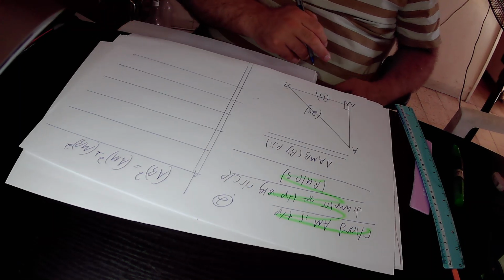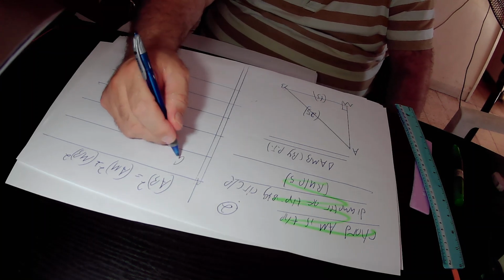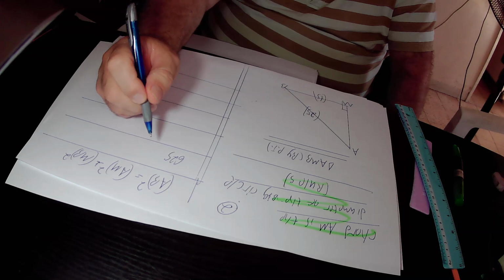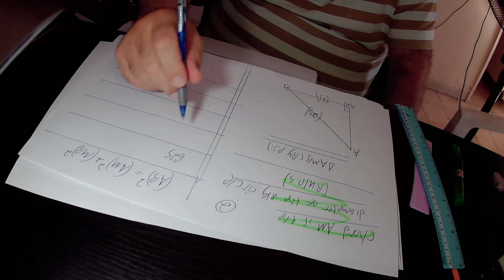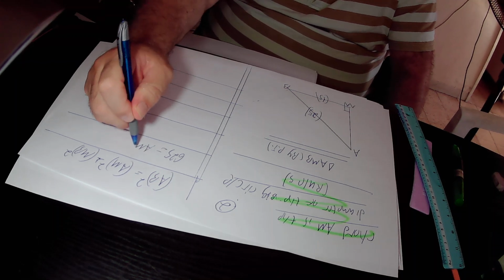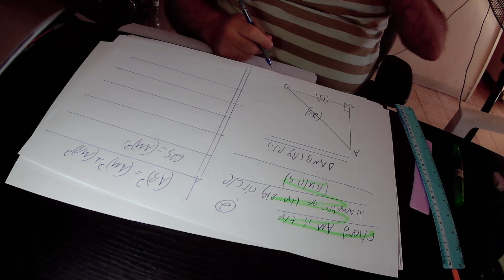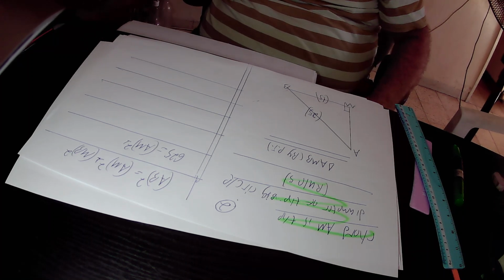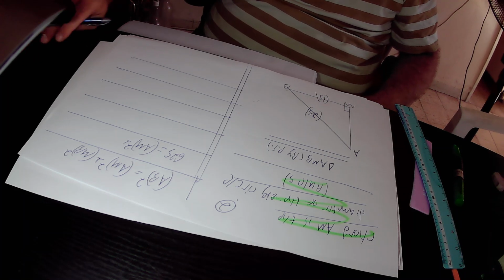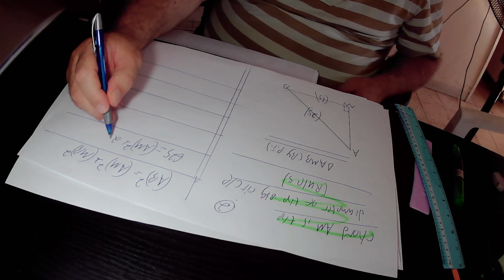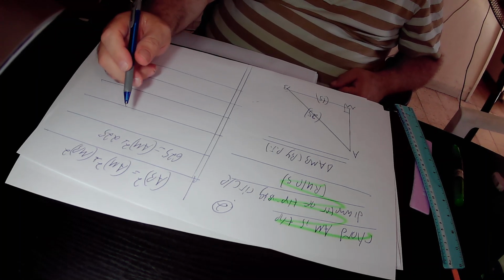AB is 25, therefore AB squared is 25 squared, that is 625. And it is equal to AM squared. AM is the missing side, so we leave it as it is, so it is AM squared plus MB squared. MB is 15, therefore MB squared is 15 squared, that is 225. So in total we found that 625 equals AM squared plus 225.